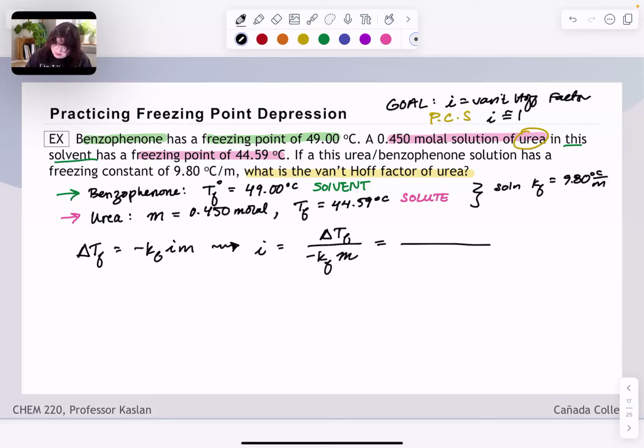And let's see if we can figure out our delta T_F, so our change in freezing point. So remember, this is our change in freezing point, meaning it's a comparison of the freezing point of our solution compared to that of our pure solvent. This should always be a negative change because freezing point depression implies we are always going to have a lower freezing point in our solution compared to our solvent, right? But let's confirm this is true numerically. So the freezing point of our solution was 44.59 degrees C minus the freezing point of our pure solvent, 49.00 degrees C. Okay, that is how we would find delta T_F.